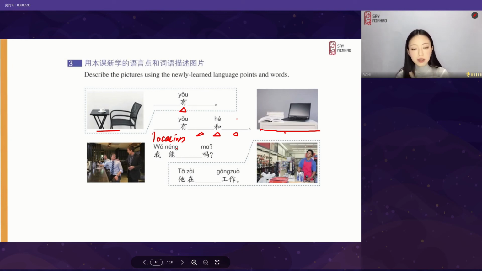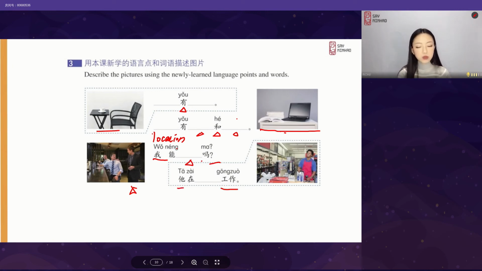Next one. It looks like in a pub and one man is asking another man and their facial expressions are really relaxed. 我能什么吗? I think this person is asking about, can I sit here, right? Can I sit here? So, 我能坐这儿吗? 坐这儿, sit here. Okay, last one.